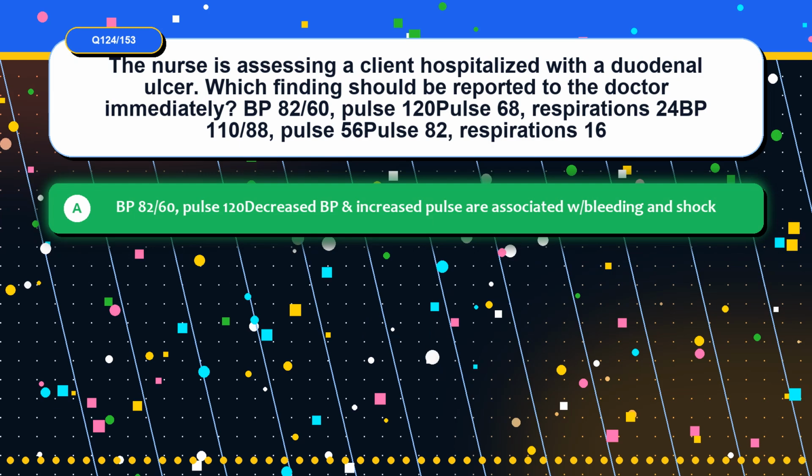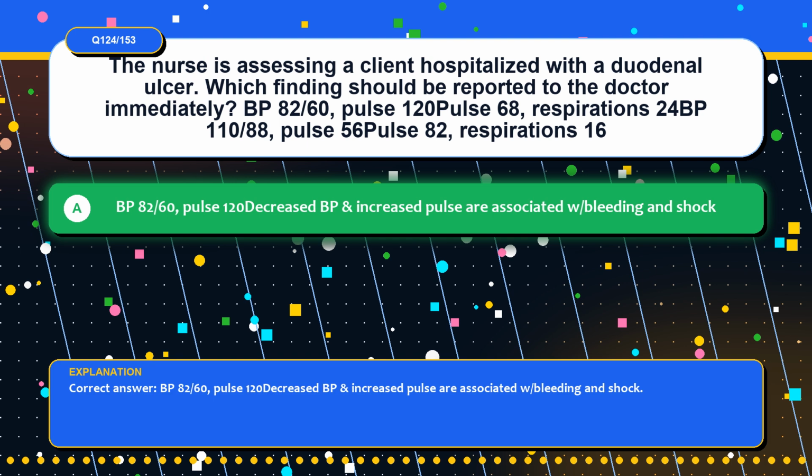The correct answer is option A. BP 82/60, pulse 120. Decreased BP and increased pulse are associated with bleeding and shock.